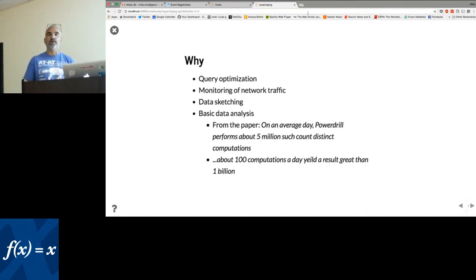And of course, their data sets are too big to count exactly. These quotes here on the slide are from the paper. The one that caught my eye was that 100 computations a day yield a result greater than 1 billion. So there are people doing a meaningful number of queries every day on data sets that have a cardinality bigger than 1 billion. And that was 2013.